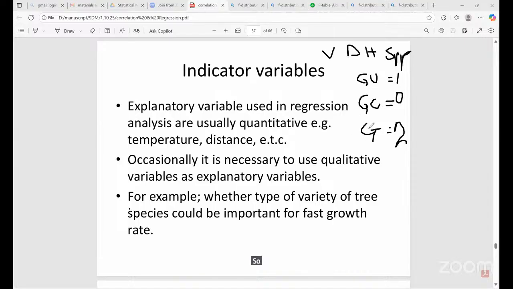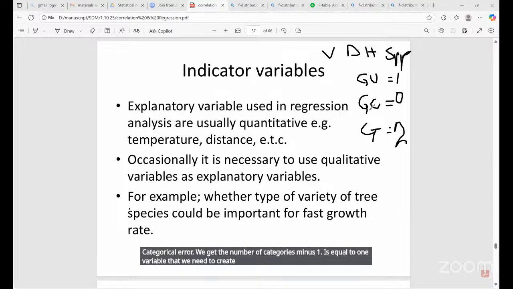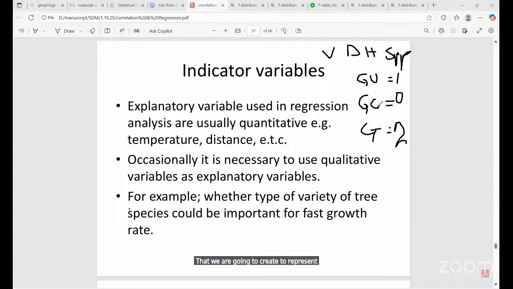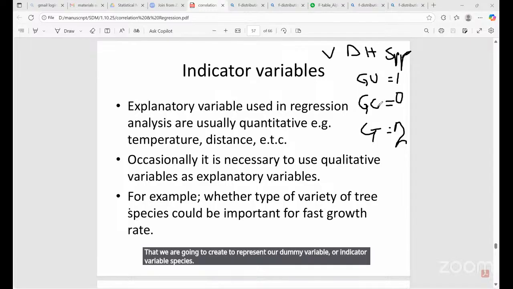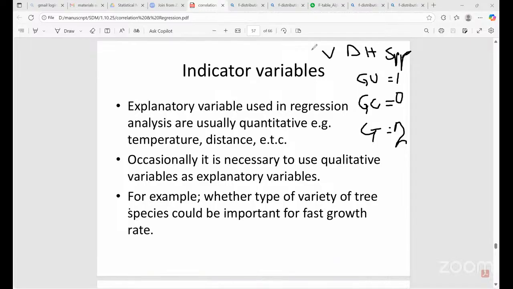So we create what we call indicator variables or dummy variables for this categorical variable. If there are 2 categories, we need only 1 variable. The number of categories minus 1 is equal to 1 variable that we need to create. If there are 3, we create 2, because 3 minus 1 gives us 2 variables that we are going to create to represent our dummy variable or indicator variable species. Any questions so far?